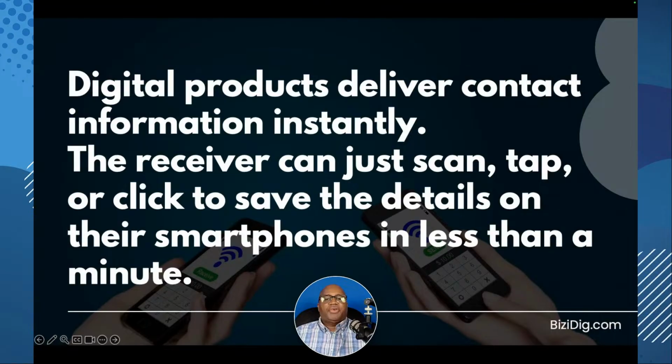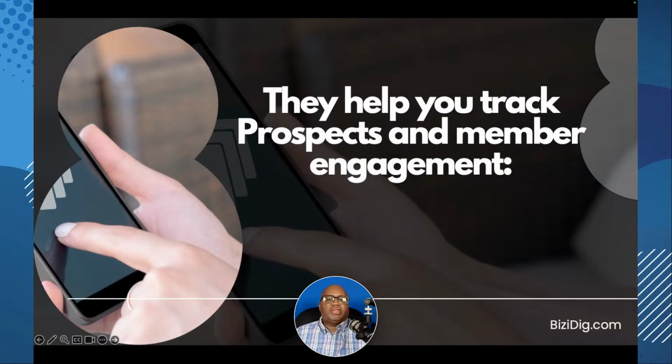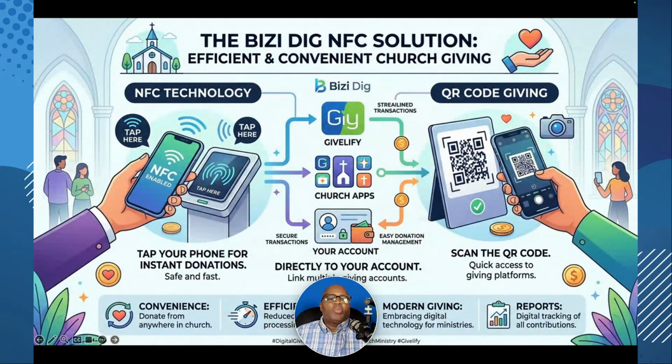Digital products deliver contact information instantly. The receiver can just scan or tap or click to save your detailed information on their smartphone in less than a minute, or in a couple of seconds. They help you track prospects and engage members, which is what I mentioned earlier. It's also, as I mentioned earlier, able to be used with Givelify, and it'll work with any other technologies that you're using for your giving.